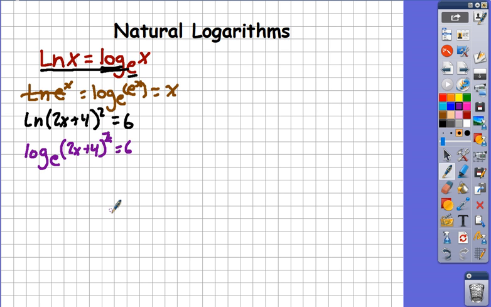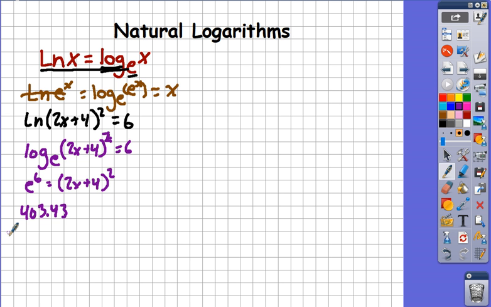equals 6. Now, if we go back to the definition of a log, like we did up here, the base to the answer power equals the number. So we can say e to the 6th equals (2x plus 4) squared. Now we've just got a regular old algebra problem. We can simplify e to the 6th in our calculator, and we get approximately 403.43. That's an approximation. It's the button on the left-hand side, the second function of the ln button, the e to the x button.